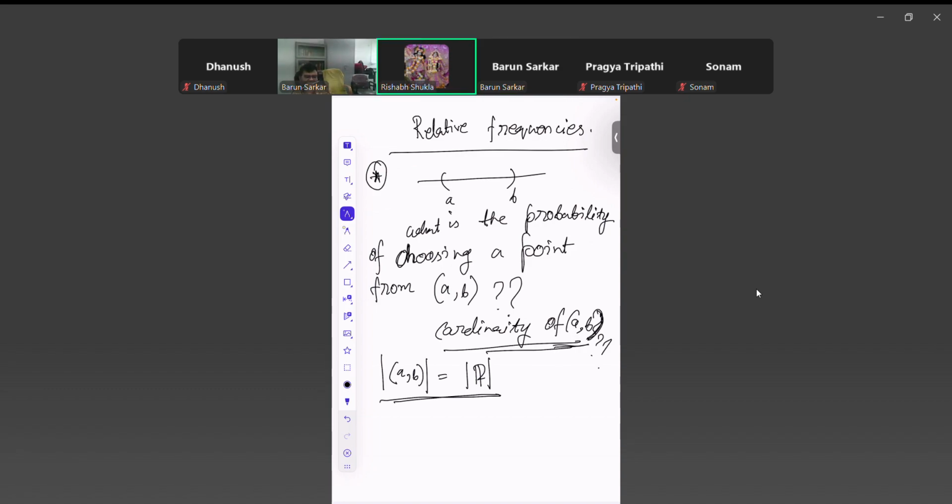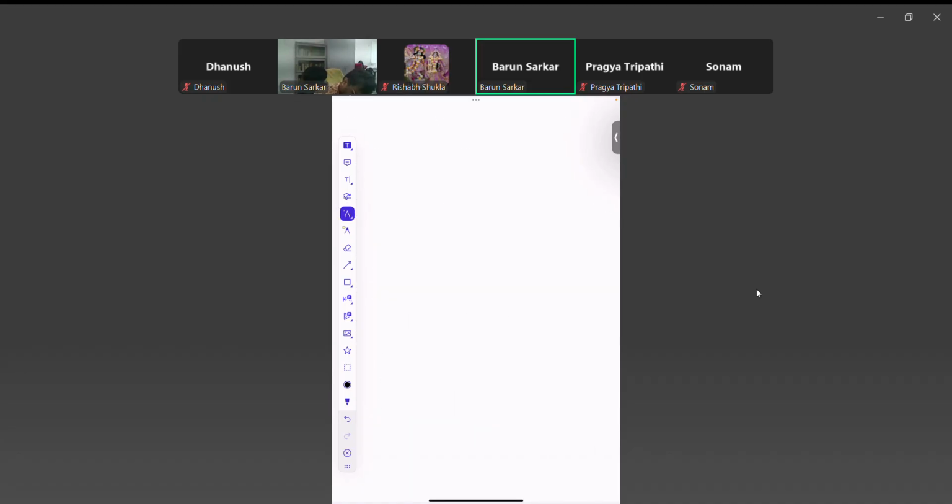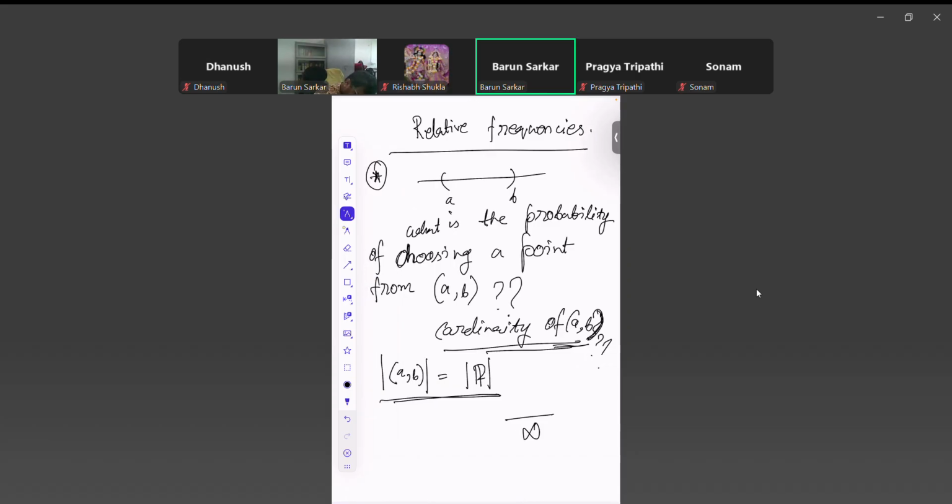It will be zero, sir. It will be zero, because anything divided by infinity, any real number divided by infinity, is always zero, right? Correct? So you understand. Because you are choosing one point from an interval, you get probability zero. That means you cannot choose a point from an interval, or the probability of choosing a point from an interval is zero.